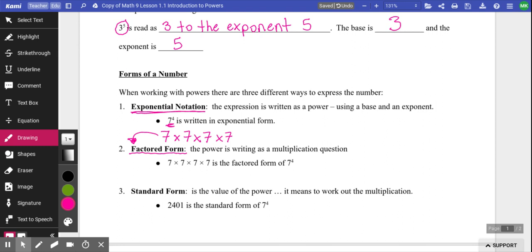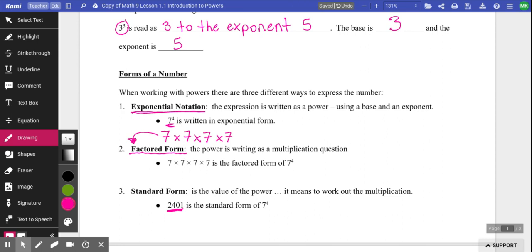The third form that we use is called standard form. That's if you actually calculated the value of something. So if I went and put 7 times 7 times 7 times 7 in my calculator, or put in 7 to the power of 4, I would get the answer 2,401. That's called standard form.